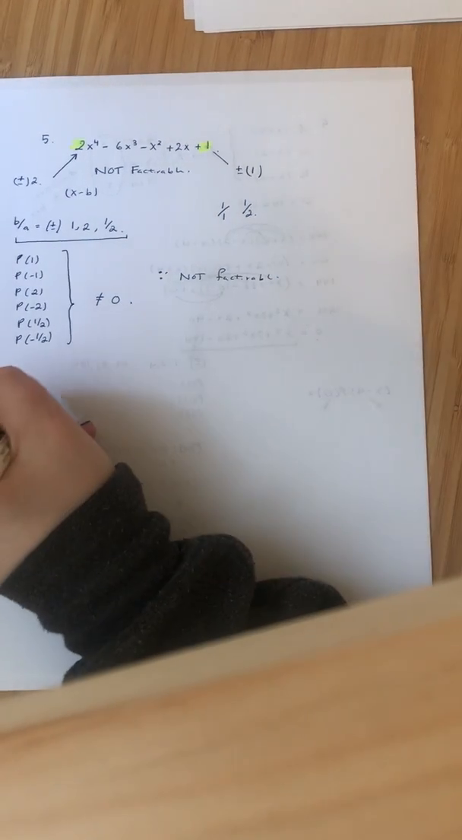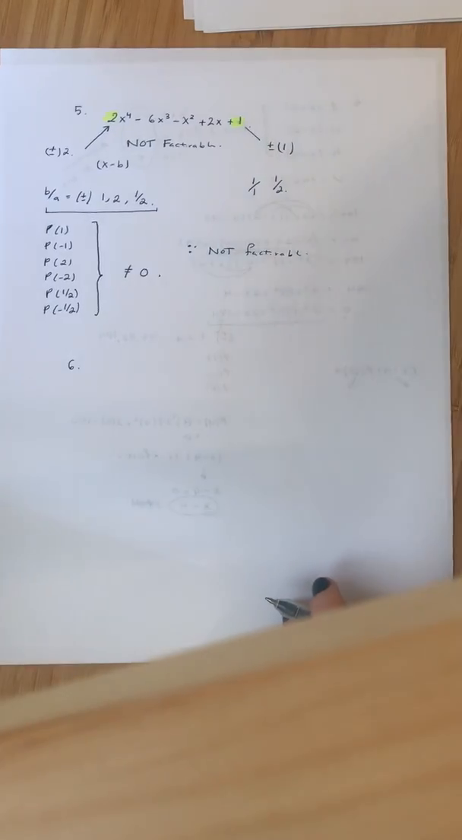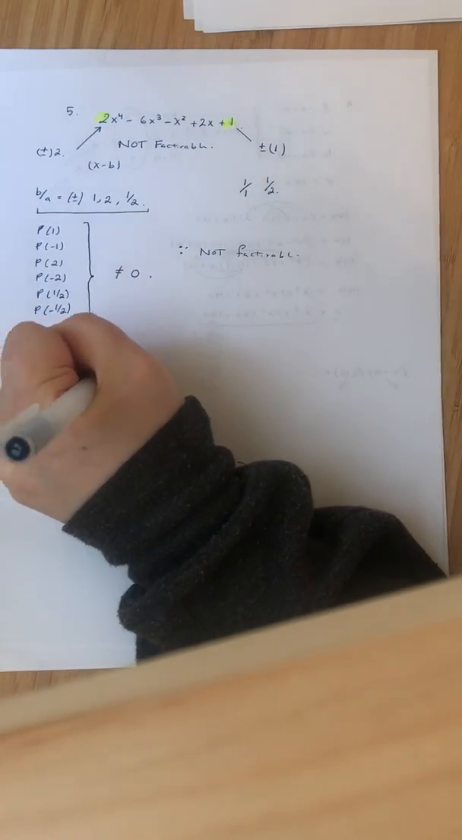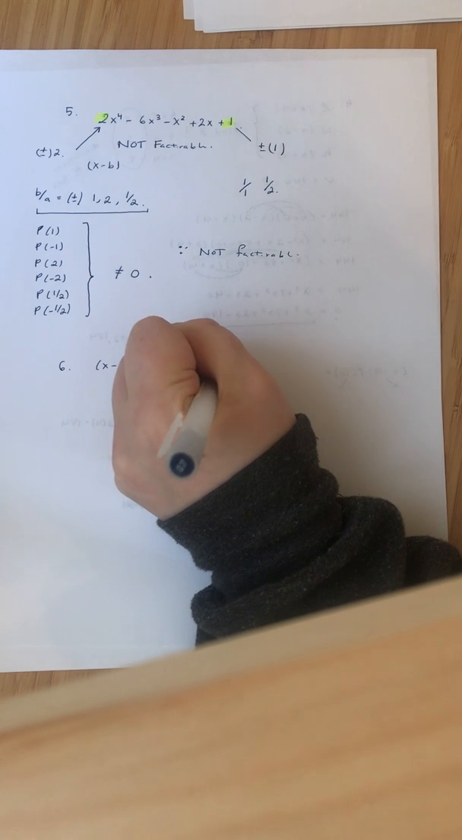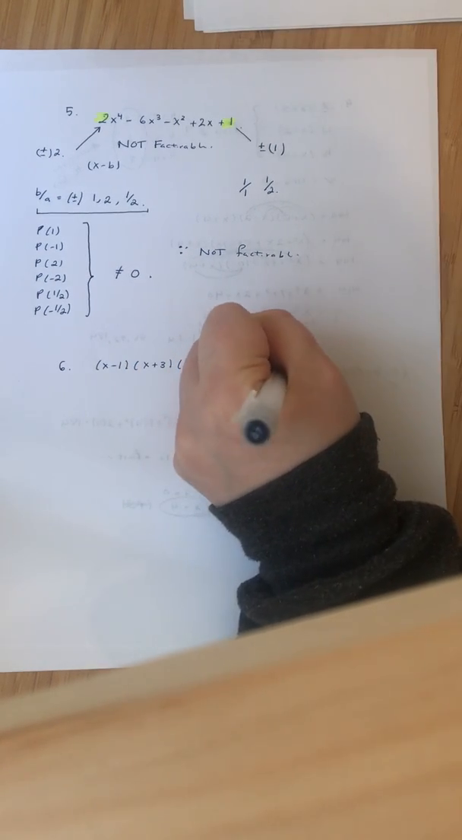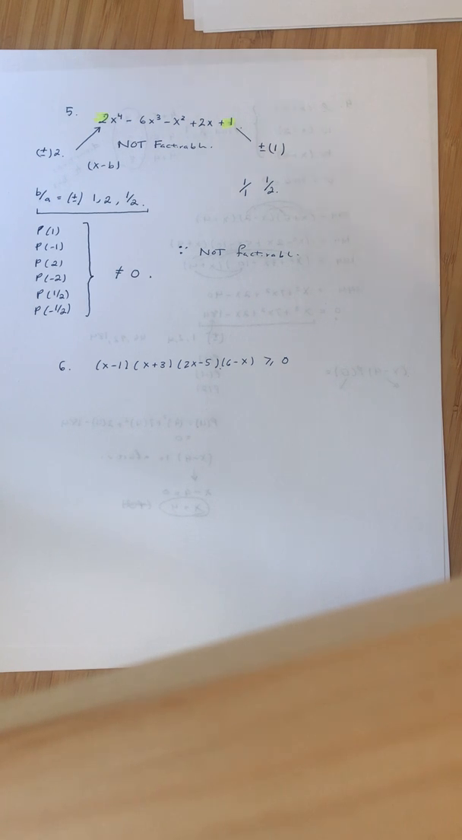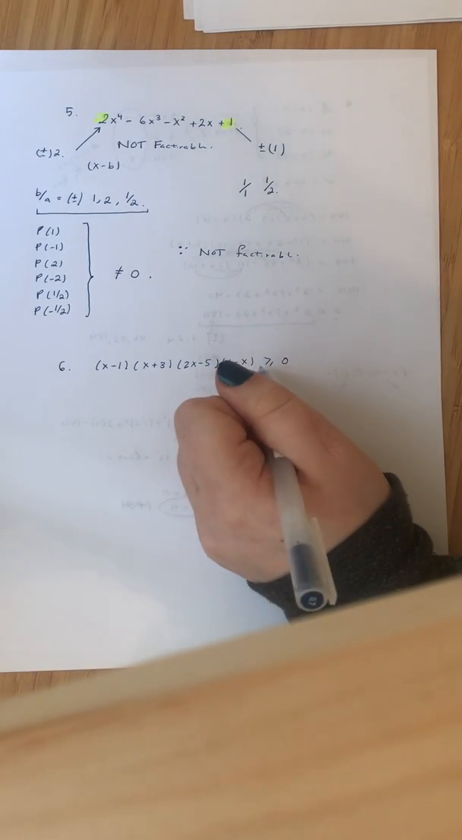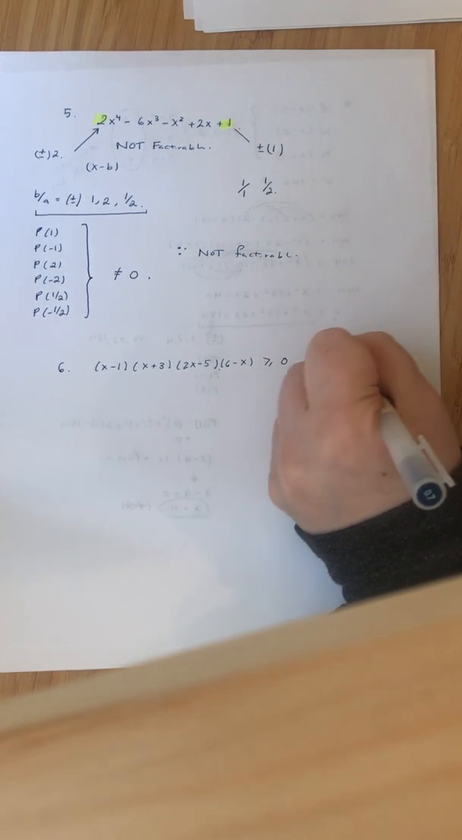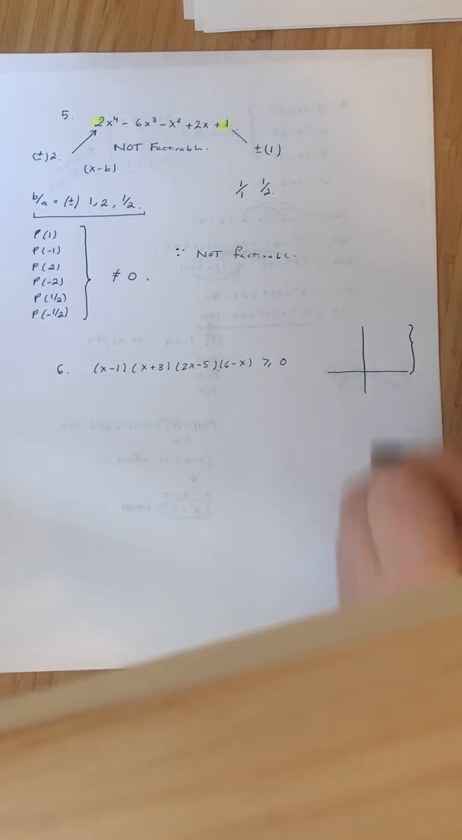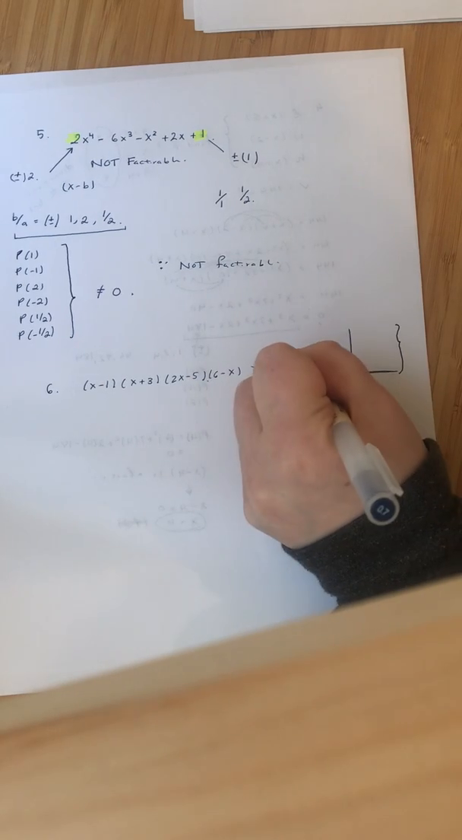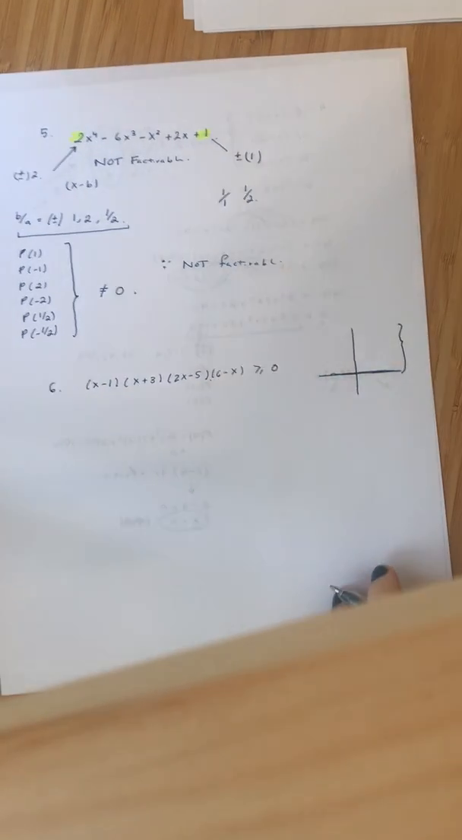Okay, so moving on to question 6. This was an inequality. You had x minus 1, x plus 3, 2x minus 5, and 6 minus x, greater than or equal to 0. So for the inequality, we just want to find the range at which this is true. So when is our polynomial greater than or equal to 0? That's when our y value is on the positive side, and because there's an equal sign, also touching the x-axis. That's the range we want to find.